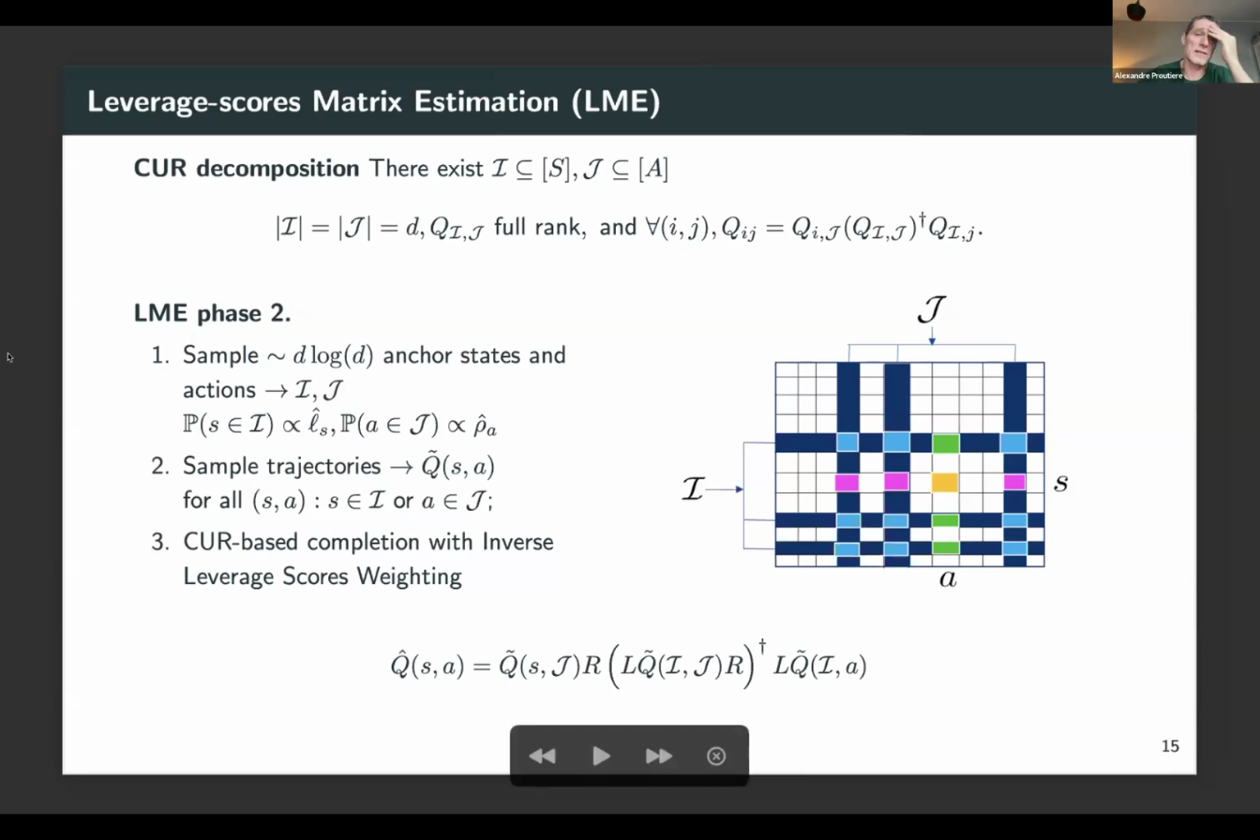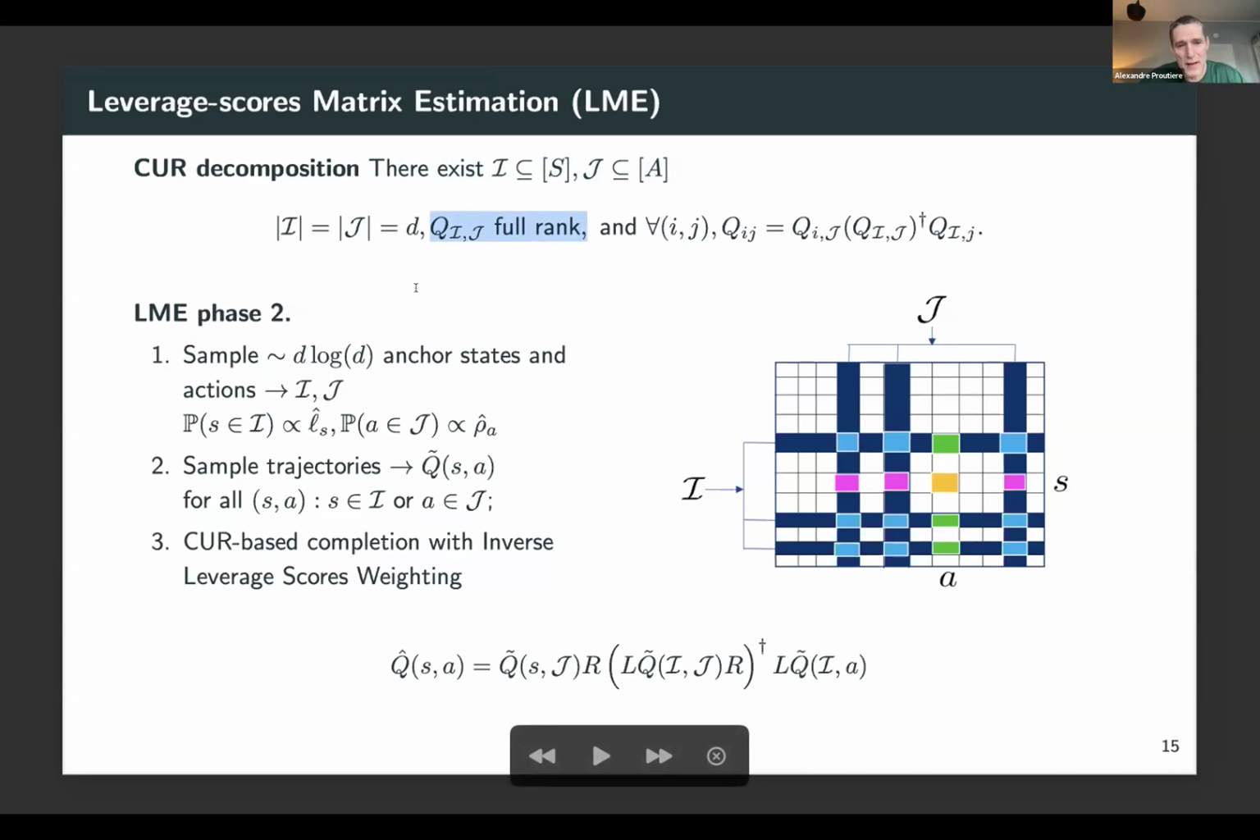And then after that, we leverage the classical CUR decomposition of low-rank matrices. If there exists a subset of rows and a subset of columns such that the restricted matrix is full rank, then you can recover the entire matrix by just looking at the rows and columns corresponding to this set I and J.